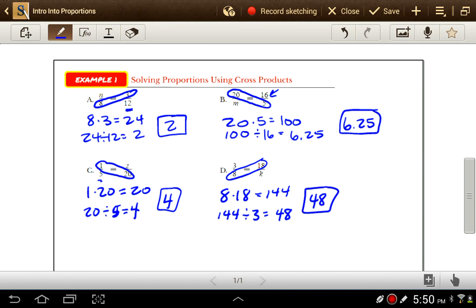So again, you multiply the cross numbers that you know, and you divide by the remaining number, and then that tells you what the missing number is, which is what we're going to have a variable in there for. And that's how you use cross products to solve proportions.